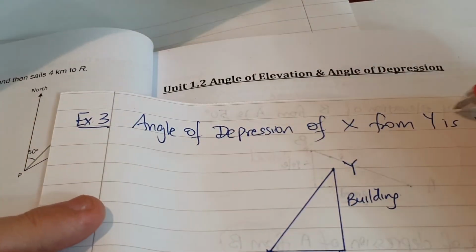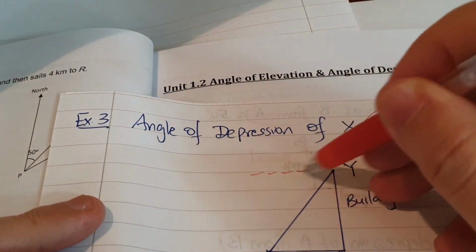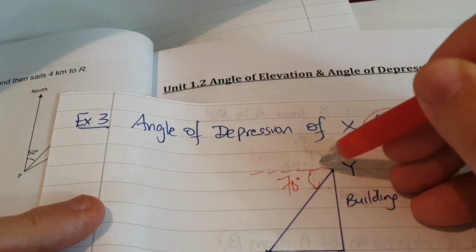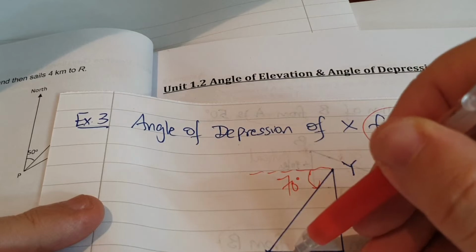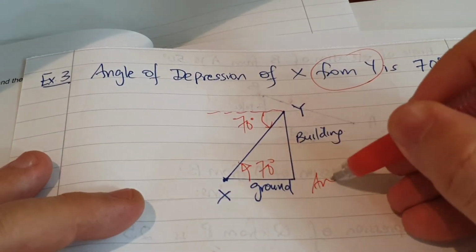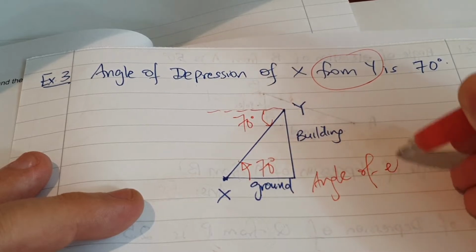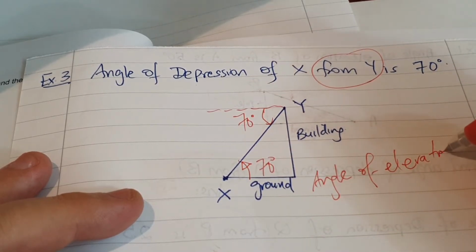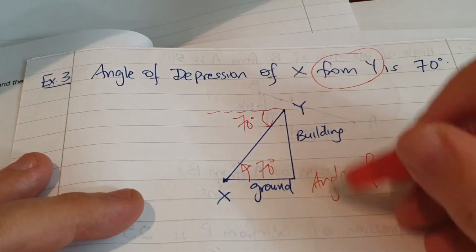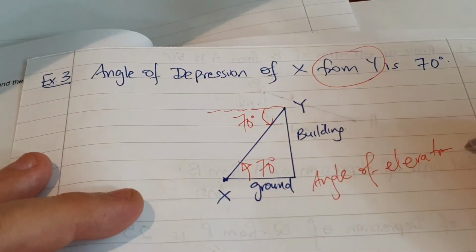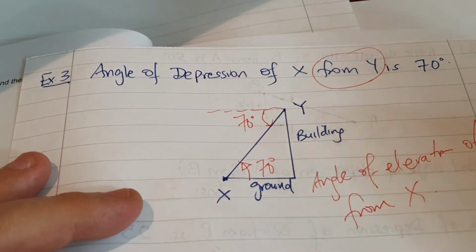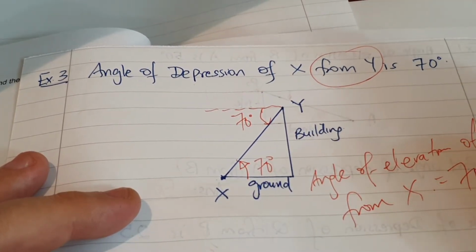Angle of depression. Okay. If you are bored, that means you understand already. Okay, so this is angle of depression. Then if I say angle of elevation, how should I phrase it? Angle of elevation, you are at X, so you must be looking at Y. So angle of elevation of Y from X. So that's how you phrase it, equals 70 degrees also.